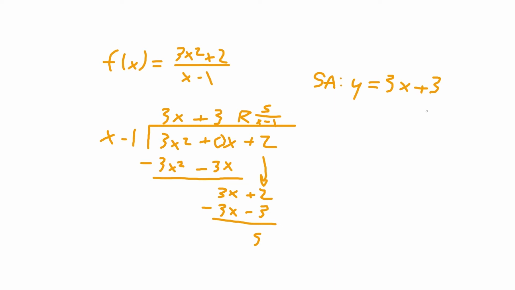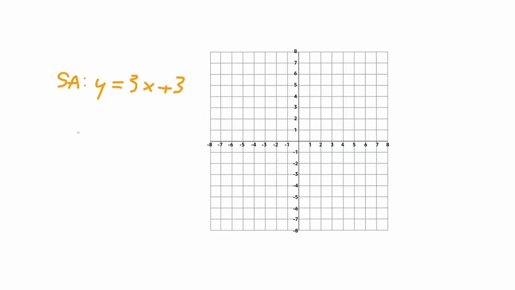All right, so we end up with 3x plus 3 with a remainder of 5 over x minus 1. So our slant asymptote is at y equals 3x plus 3. Remember, we don't need that remainder. Now you may notice that this format is familiar. This is just a normal linear equation.